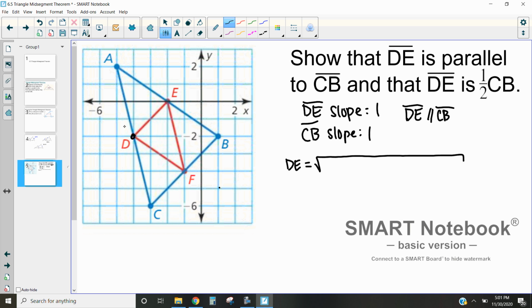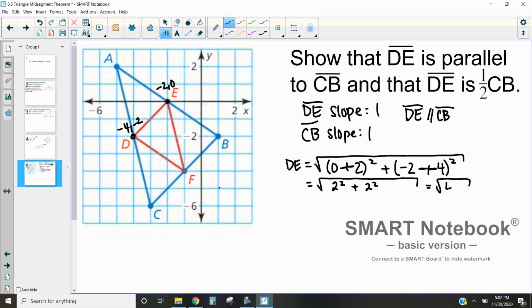This point here is the point -4, -2. This point here is the point -2, 0. So we're going to find the difference of our Y values, which is 0 minus -2 squared, plus the difference of our X values, -2 minus -4 squared. Then this ends up giving us the square root of, this becomes a plus, this becomes a plus, 0 plus 2 is 2 squared, plus 2 squared, which really is the square root of 4 plus 4, which equals the square root of 8.